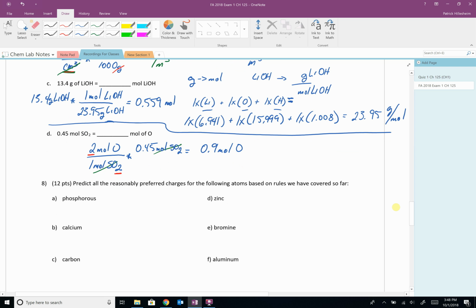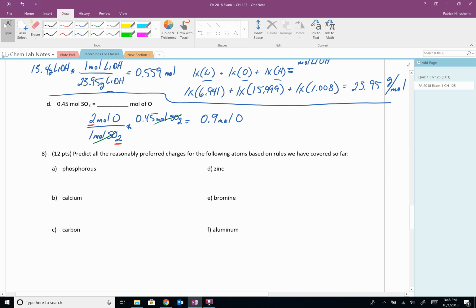Good stuff. Another very, very important conversion, going to be extremely useful when we start to talk about stoichiometry also.